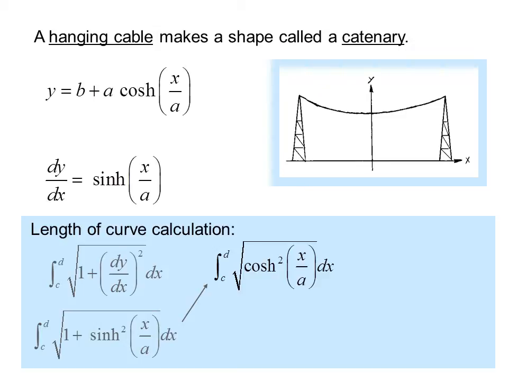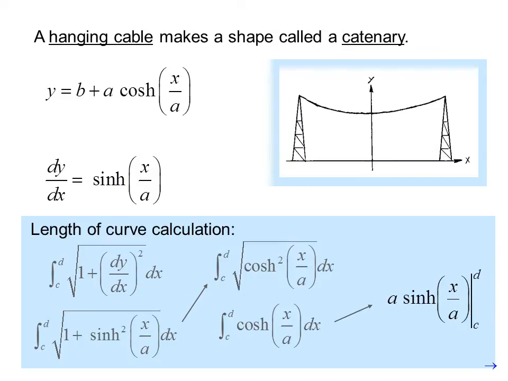But in this case, 1 plus sinh squared is cosh squared. So we have the integral from c to d radical cosh squared x over a dx. Taking the square root, we get the integral from c to d cosh x over a dx. And the antiderivative of cosh is sinh, so we have a sinh x over a evaluated from c to d. We end up with a simple formula for the length of the catenary curve.